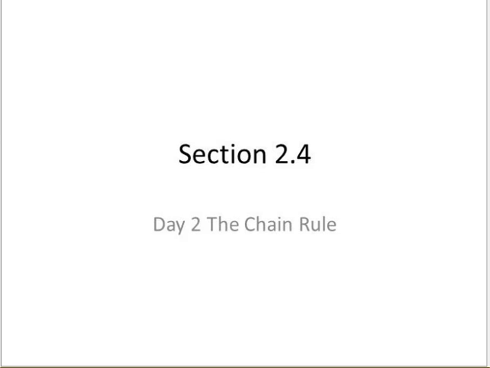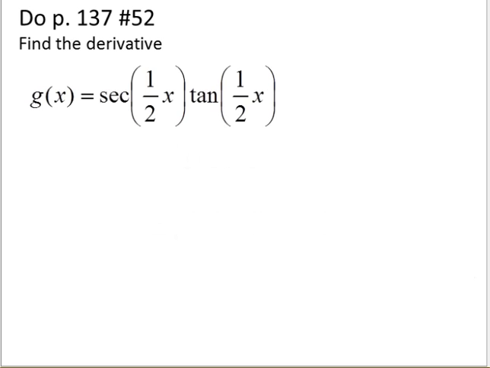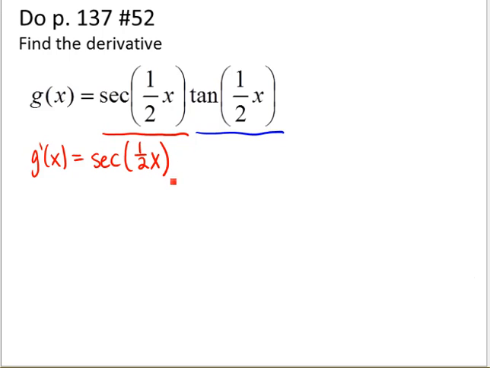Continuing on with day 2 of 2.4, I'll now do a problem that has a product rule in it. I know it's product rule because I have two x's being multiplied together. So the derivative of g of x, g prime of x, I'm going to simply say first times the derivative of the second. The derivative of tangent is secant squared.